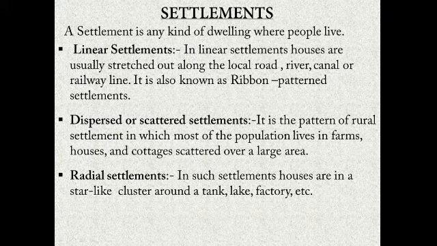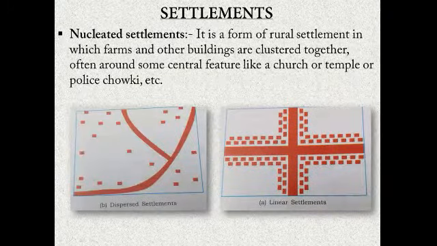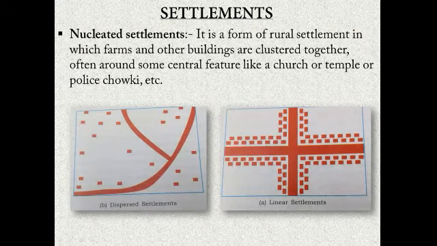Okay, these are the 2 settlements; 2 more settlements are there. Now the radial settlements. In such settlements, houses are in a star-like cluster around a tank, lake or factory. If you see any factory or lake there, people are settled near those places in every direction. They are full round type, a star-like cluster we can say. Such type of settlement is known as radial settlements.